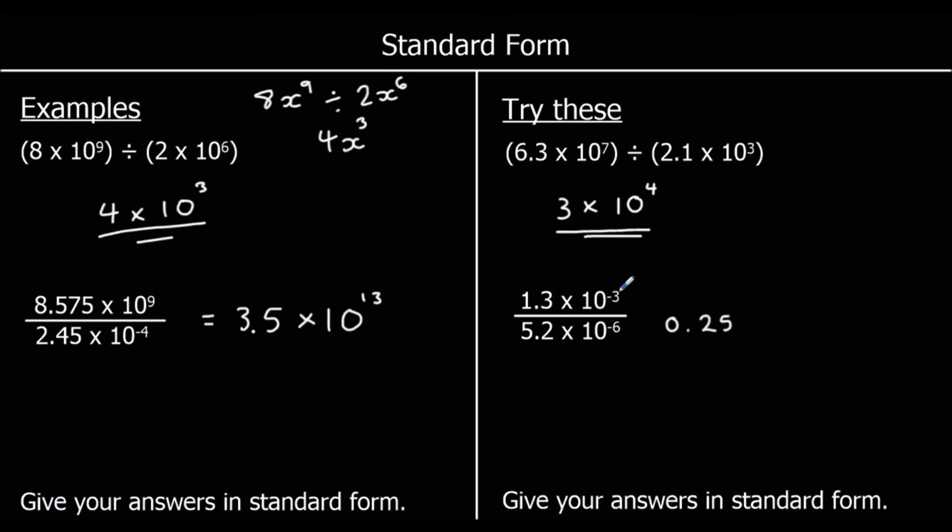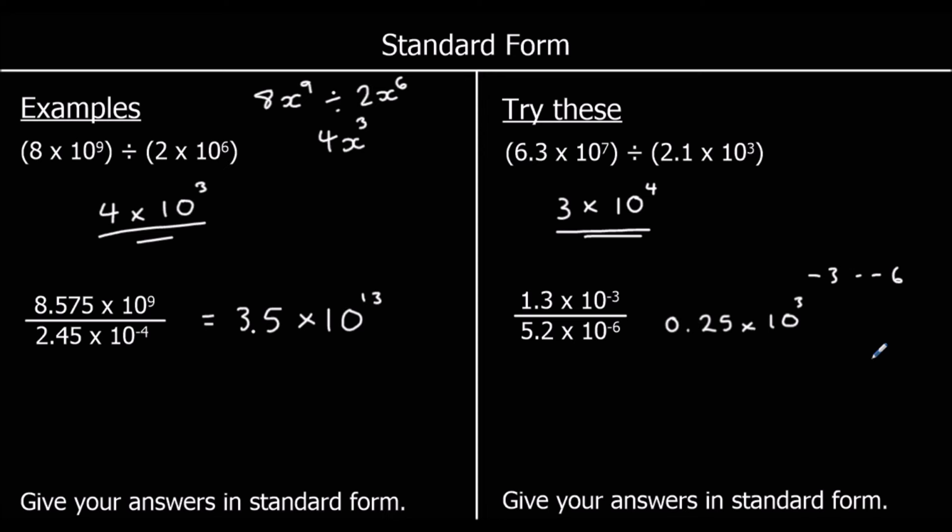And 10 to the power of negative 3 divided by 10 to the power of negative 6. So we're dividing, so we're taking away the powers. So it's negative 3, take away negative 6. When we take away a negative, that's the same as adding. So it's negative 3 plus 6, which is 3. So 0.25 times 10 to the power of 3.